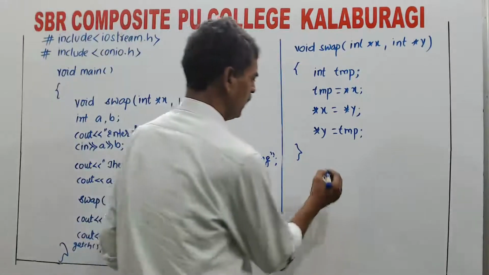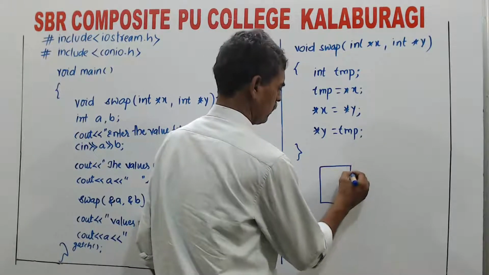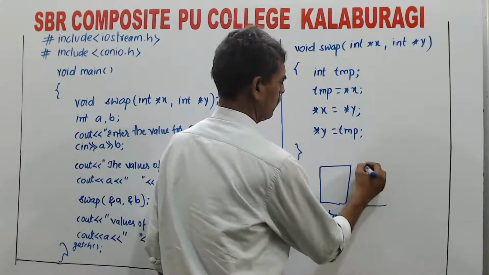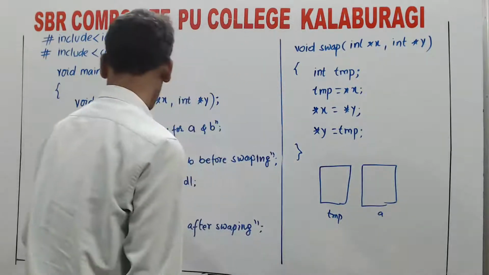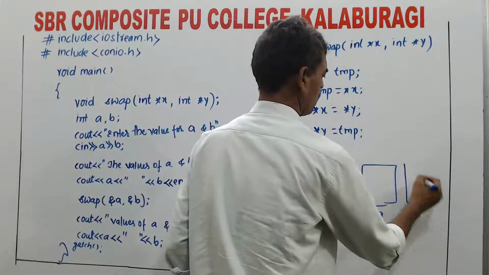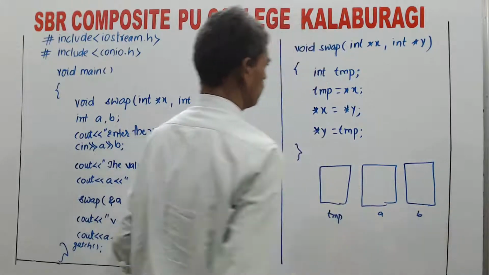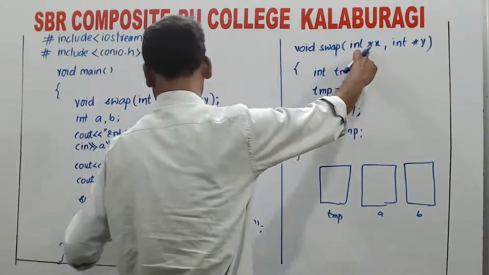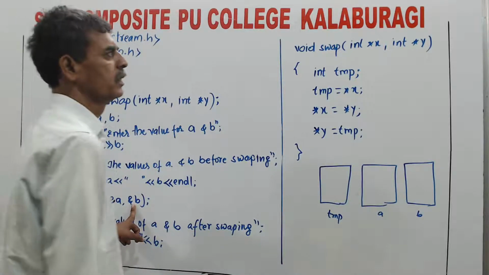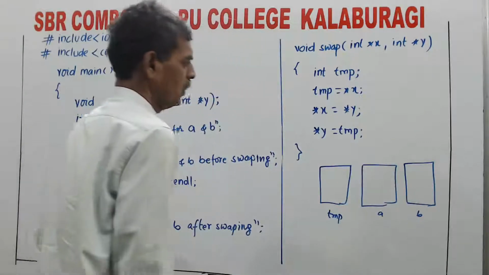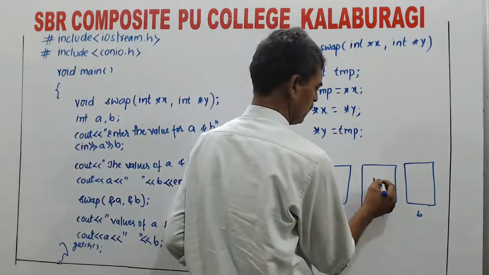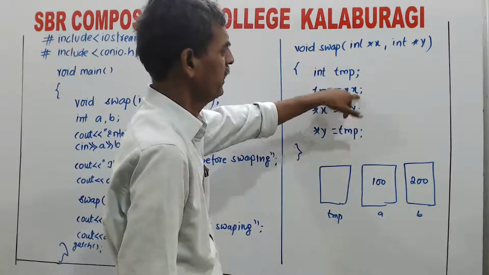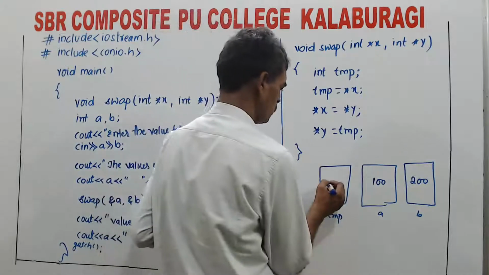As I explained earlier, temp. This is A and this is B. We are passing the address of A, and this pointer holds the address of A. And we are passing the address of B, and this pointer holds the address of B. Now, for example, this is 100, this is 200. Temp is equal to content of x. X holds the address of A, so here 100 will be stored.